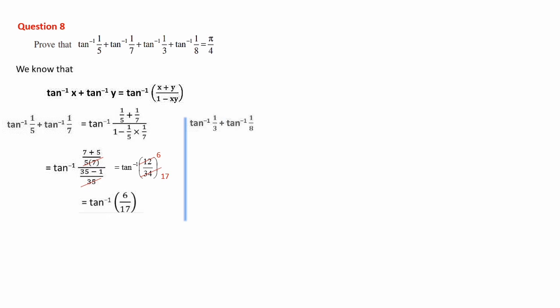We'll go to the next pair, that is tan inverse 1 by 3 plus tan inverse 1 by 8. Again, by applying the same formula, tan inverse x plus tan inverse y is equal to tan inverse of x plus y by 1 minus xy: 1 by 3 plus 1 by 8 by 1 minus 1 by 3 into 1 by 8. Normal calculation again, tan inverse, 8 into 3 is 24. Either you write 24 or 8 into 3, anyway the denominators will be cancelled. 8 into 1 is 8 plus 3 into 1 is 3, by 3 into 8. And the denominator: 8 into 3 is 24, 24 into 1 is 24, minus 1 into 1 is 1, by 24. That is equal to tan inverse of 11 by 23.